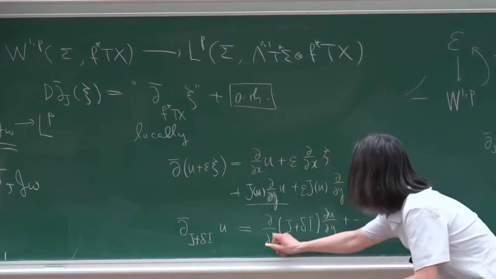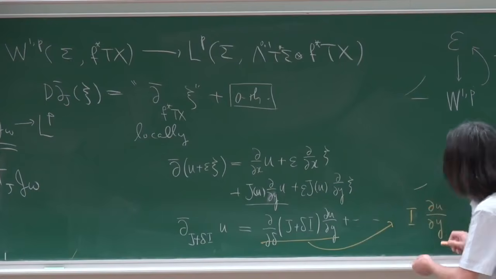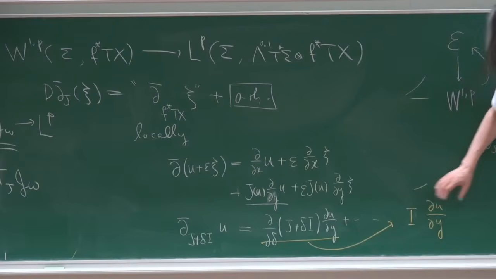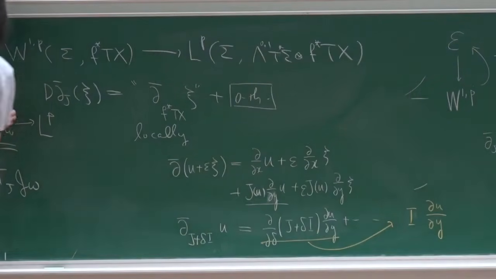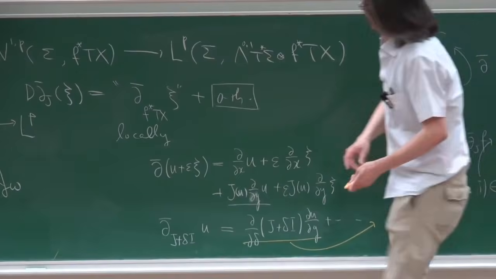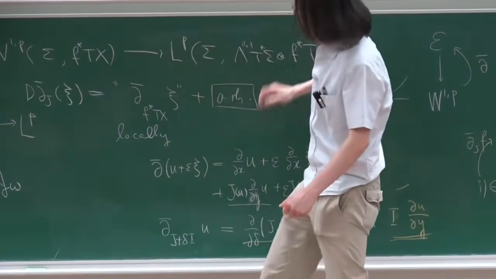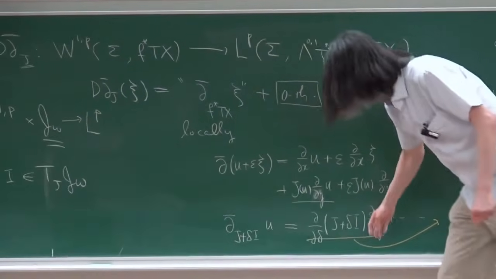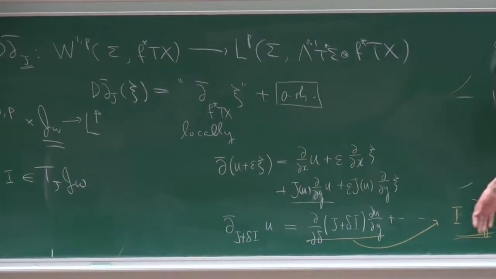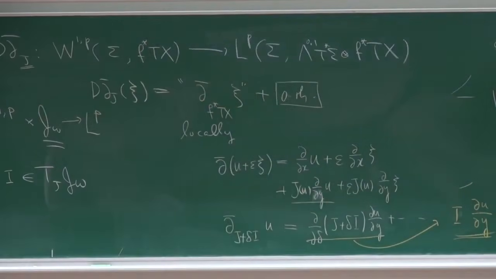So from here we get something like I and du dy. So this thing is a kind of new contribution from here, right? So not only this part but also this part. So therefore, if you consider the image of this, it may not be surjective. But after adding this, we have a new kind of contribution. So this new contribution may make the image larger, eventually the whole space.